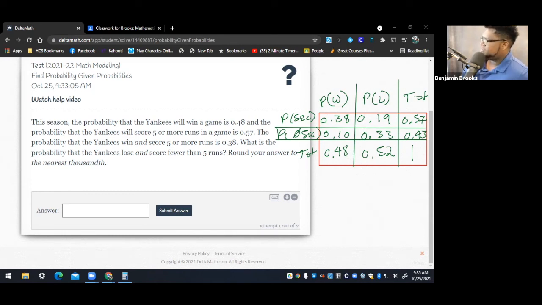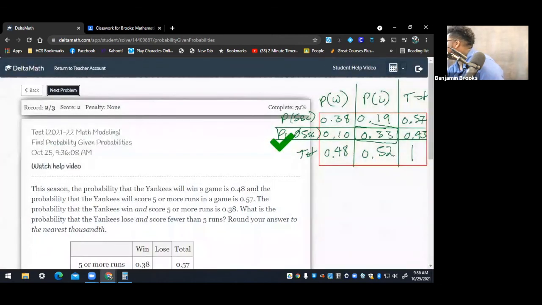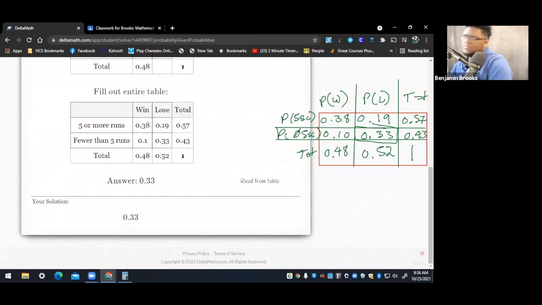So the question is, what is the probability that the Yankees will lose and score fewer than 5 runs? Well, it's going to be this, right? That's the probability that they lose, and that they score fewer than 5 runs. There'll be 0.33 in this here. But yeah, that's it.